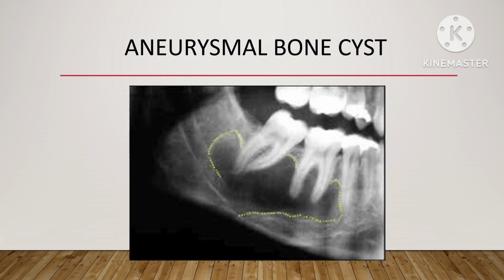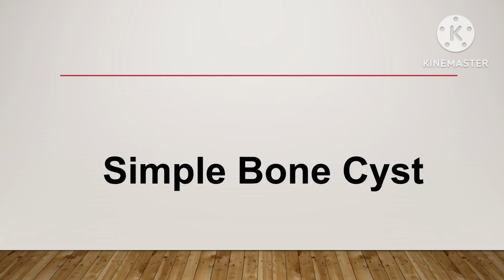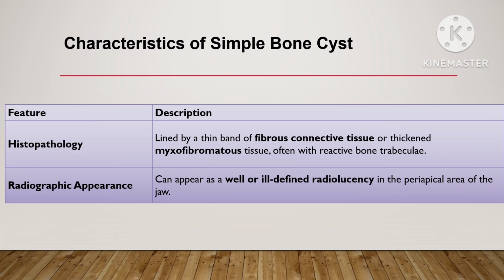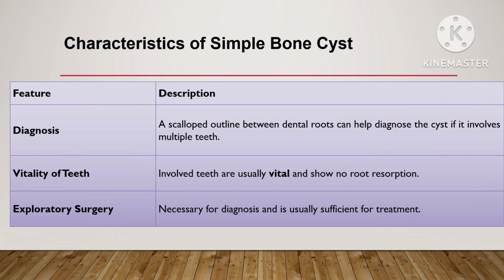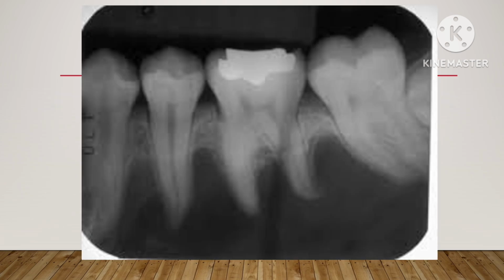The second cyst we'll talk about is simple bone cyst, which is also known as solitary bone cyst, hemorrhagic bone cyst, or traumatic bone cyst. It is a cavity within the jawbone that may appear as a radiolucent lesion. It has no epithelial lining as it is a pseudocyst, and it is often empty or filled with a fluid. It is commonly found in the mandible.